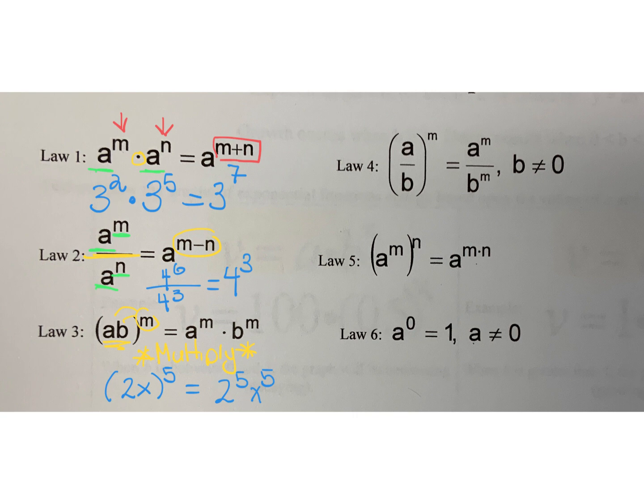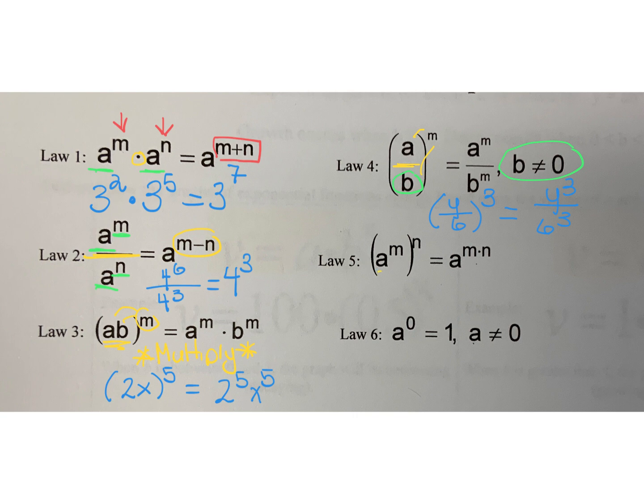The next one, same idea as law number 3, except for now we're dividing them, but the top and the bottom have to get that power. So if I had y over 6 to the third, that would equal y to the third over 6 to the third. Little note, b cannot be 0. The thing in the denominator right here cannot be 0 because we can never divide by 0.